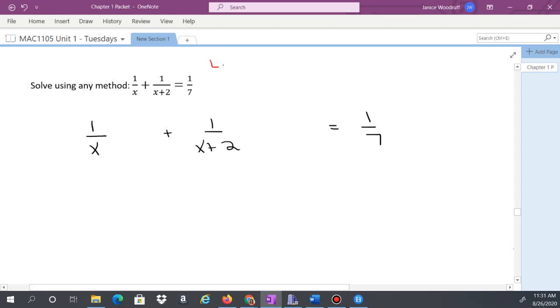All right, and then we're going to find the LCD. So I need one of everything. So I need an x. I need an x plus 2. The x plus 2 is its own term. So I'm going to go like this. And I need a 7. So my LCD is actually 7x(x plus 2).